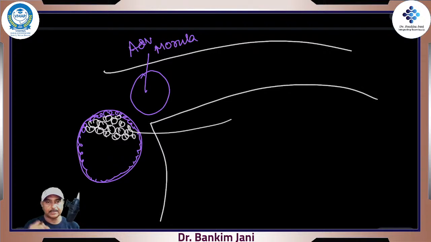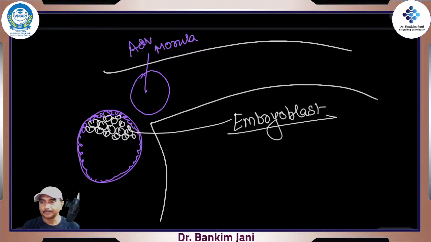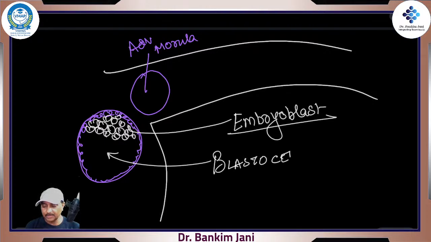and these cells which are over there are called the embryoblast, or the inner cell mass, right? Or the inner cell mass. And this is the cavity which is formed, that is what is called the blastocele. This is the hallmark, blastocele. And now this whole thing will be called the blastocyst.